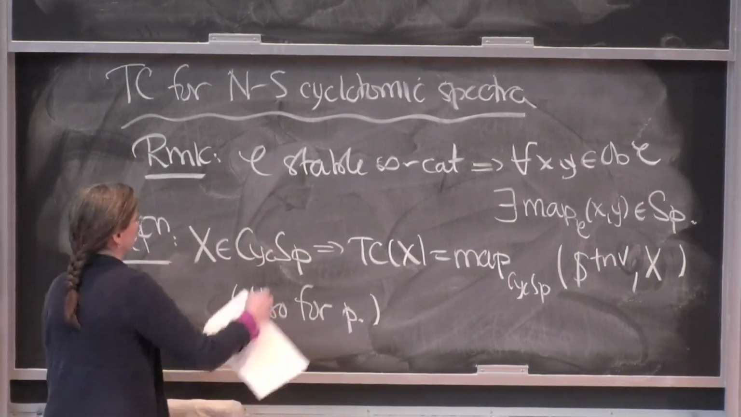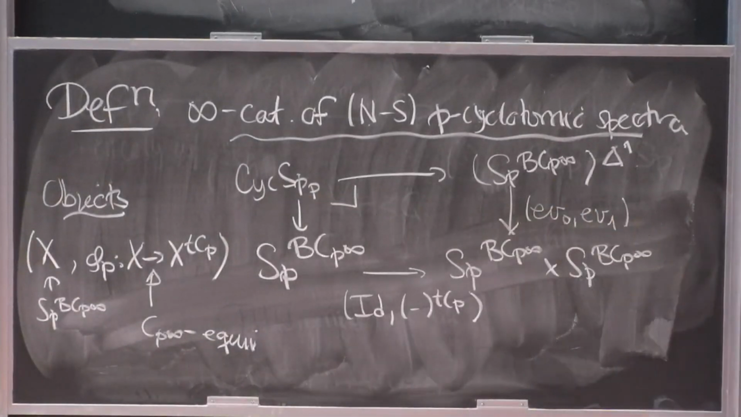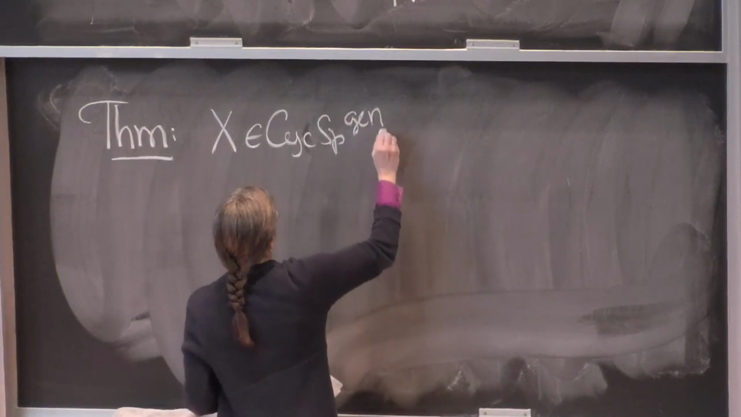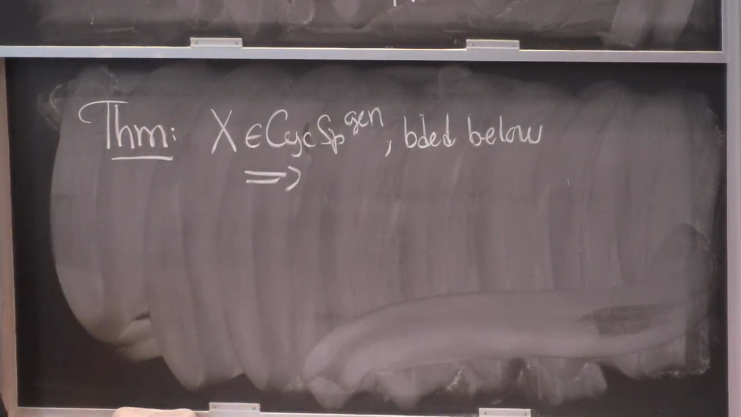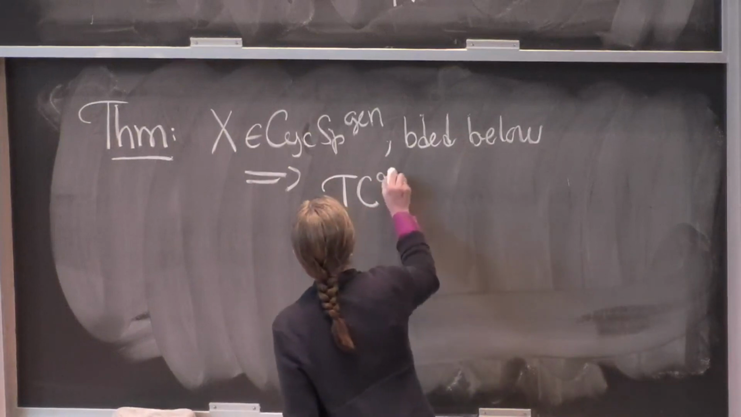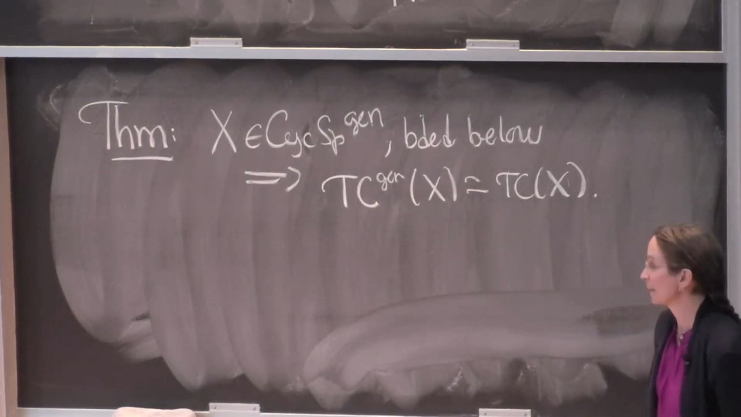And also for p. And then you can say that since we have this comparison between genuine cyclotomic spectra and Nicolaus-Schulze cyclotomic spectra, we can say, well, what about comparing their TCs? And there's another theorem due to the same guys, which says that if x is a cyclotomic spectrum of the genuine sort, bounded below, then via this functor that I haven't described explicitly, you can see it as a cyclotomic spectrum in the Nicolaus-Schulze sense. And it turns out that its TC in the genuine sense is equivalent to its TC in the Nicolaus-Schulze sense. And the same for p.